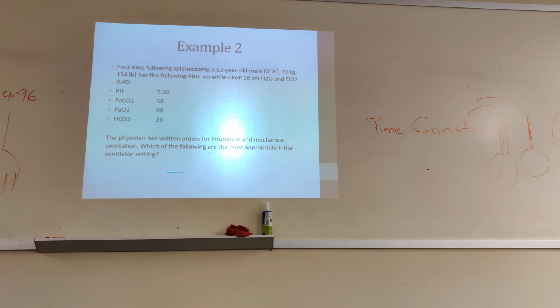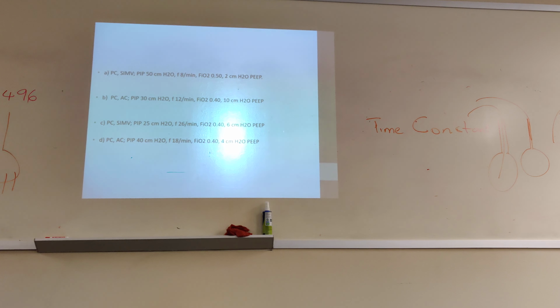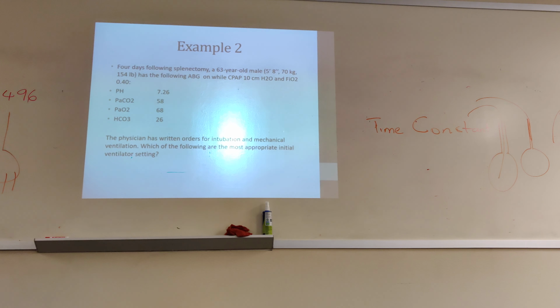Number 2. 4 days following splenectomy, a 63-year-old, 5'8", 70 kg, has the following ABG on CPAP of 10 and FiO2 of 40. That's a blood gas. They are acidic, and the physician wants to intubate and ventilate this patient. What would I do? Well, let me go back here. I know one thing to do here.